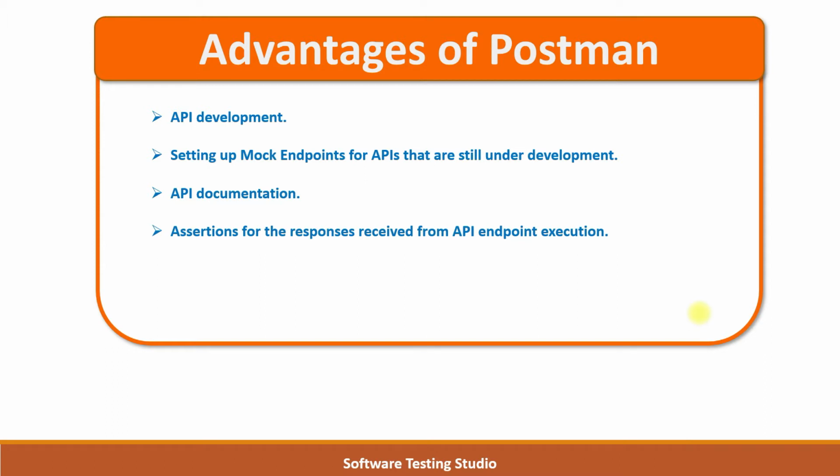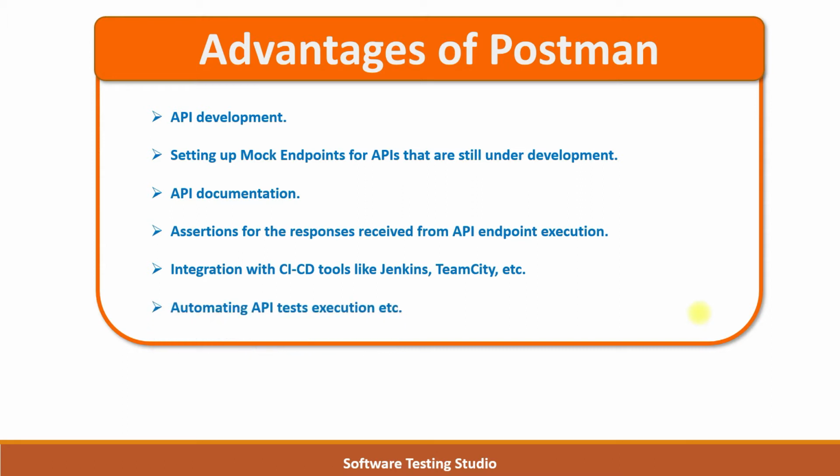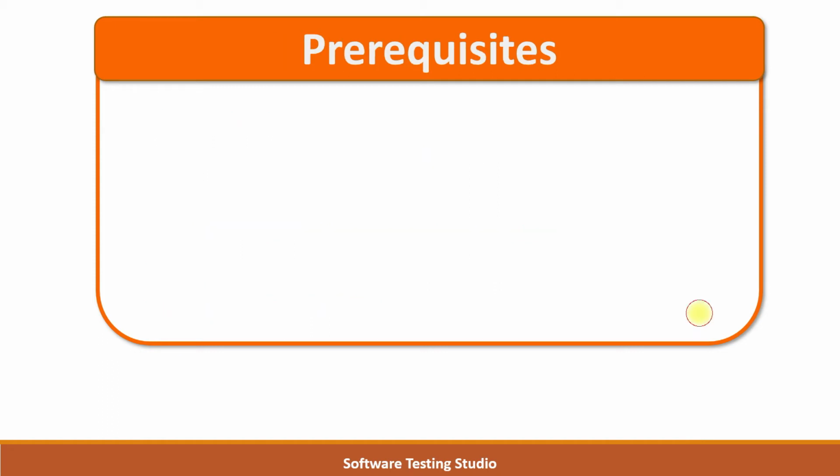This is quite important because we don't just check that the response we receive is back, but we make sure that the data we receive is correct and the formatting is correct. And it integrates well with tools like Jenkins and TeamCity. And finally, it's obviously used for automating API tests.